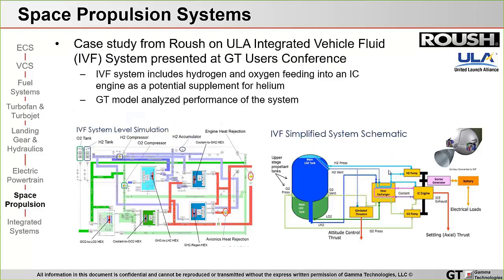And then finally, to round this out is also a very nice case study that was done at a users conference by GT a few years back. And this study was done by Roush on a ULA IVF system. And this really combines many different components of an IVF system together, starting from the tanks, the liquid hydrogen and oxygen tanks, and then flowing those ultimately to an IC engine to generate electrical power and so forth, and also helps reduce the need for helium on board aircraft.